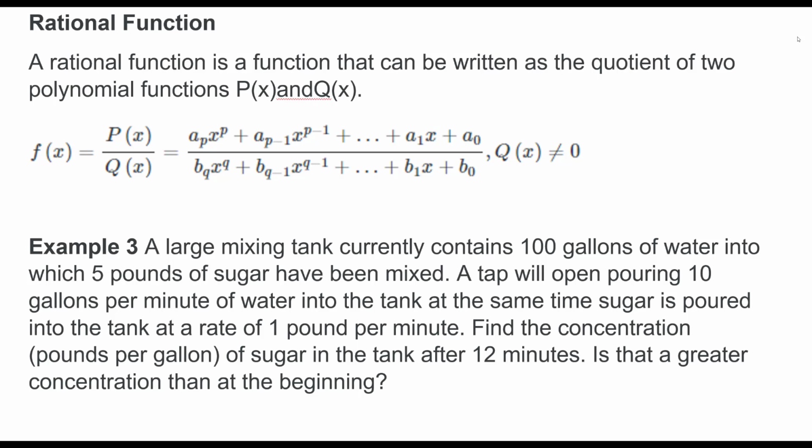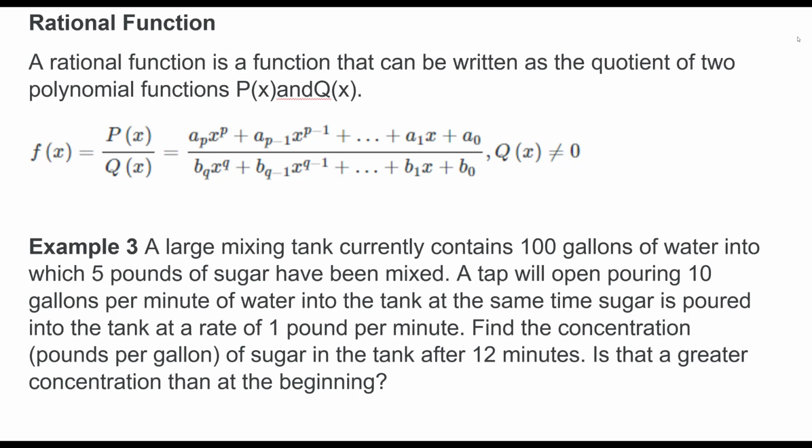So let's talk about what a rational function is. A rational function is a function that can be written as the quotient of two polynomial functions, p of x and q of x. So f of x is p of x divided by q of x. Just to note, p is a polynomial, q is a polynomial.